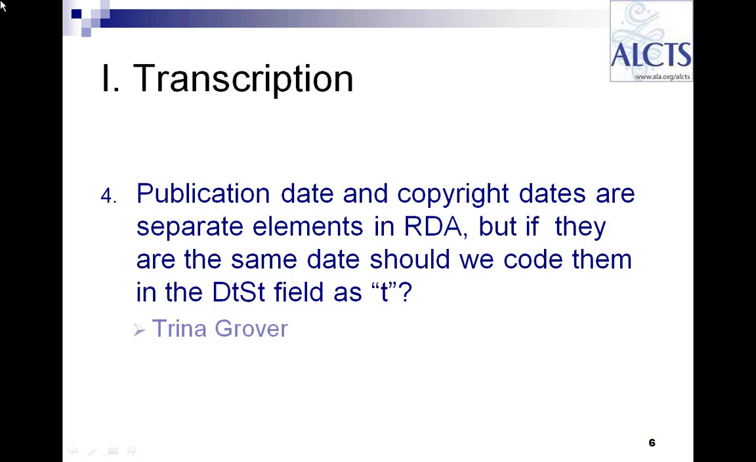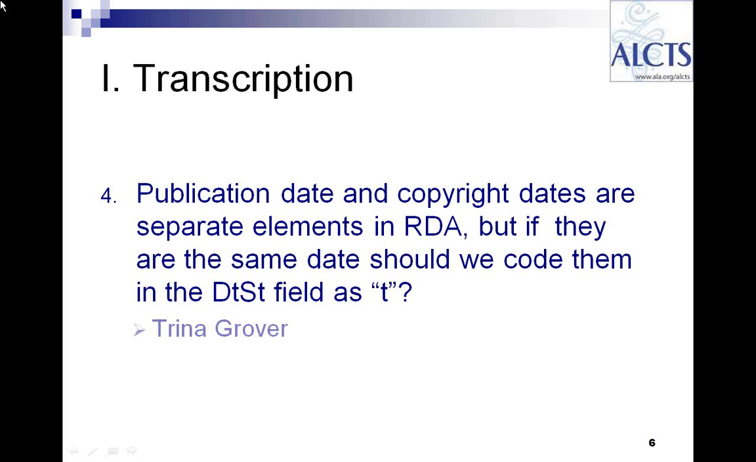RDA 2.11 instructs catalogers to enter the symbol for copyright unless they are unable to do that in their system. So in subfield $C of 260, you would include the copyright date with the C in a circle, the symbol, or you would spell out the word copyright. You would not put the date in square brackets.